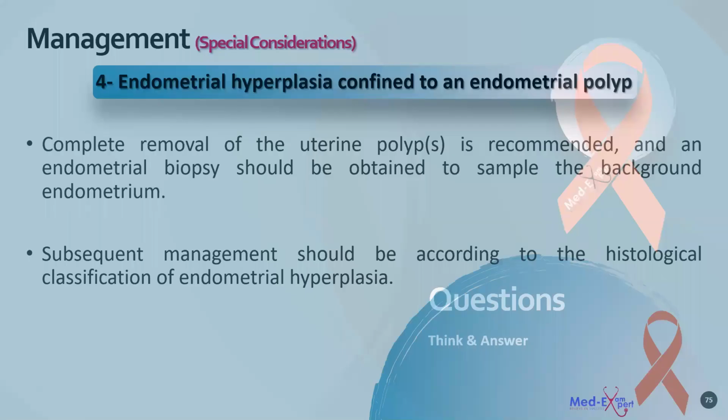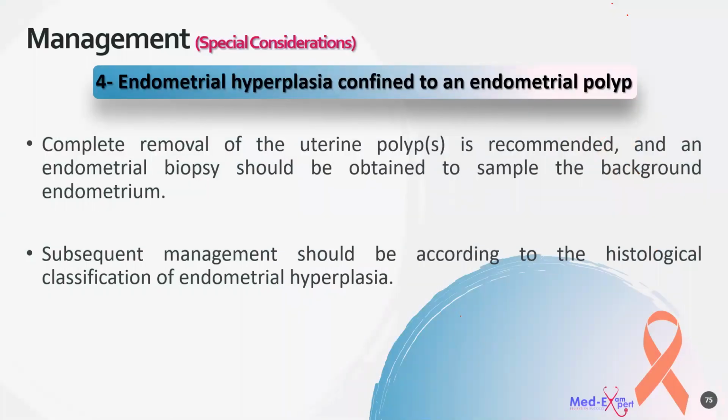So the last condition or consideration here is endometrial hyperplasia confined to an endometrial polyp. At this point, we have to excise this polyp completely and then deal with the condition according to the histological classification. Of course, we also have to take samples from the background endometrium. So when you do, for example, hysteroscopy and you find an endometrial polyp, you don't only remove the polyp and leave the other endometrial cavity. No, you also have to take random samples from the background endometrium, and then according to the type of endometrial hyperplasia, we are going to manage.